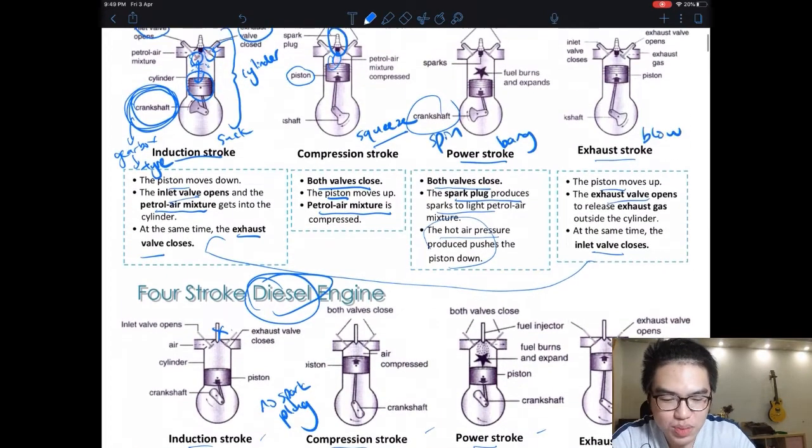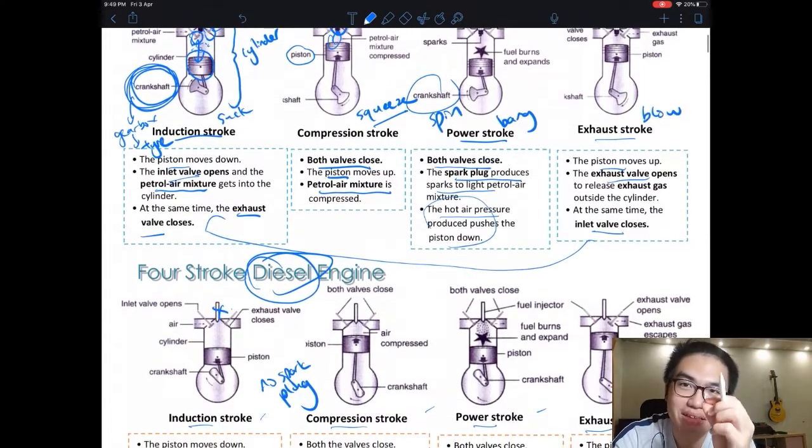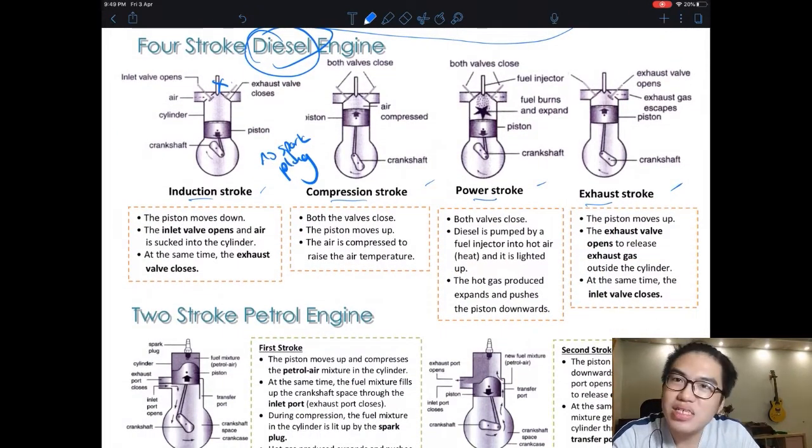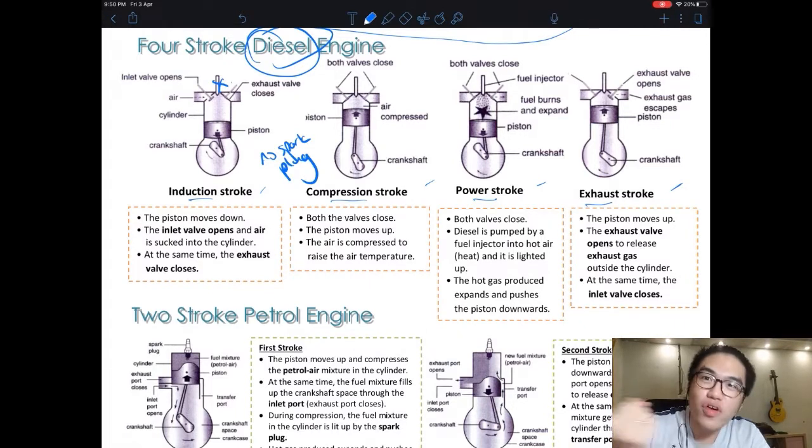Just now we had a spark plug. Remember what a spark plug is? The one that lights up your fuel and air. But you might ask, then sir, how does it burn here? It is a different way than petrol. They compress to the point that the pressure is so high, it will burn by itself. That's why diesel is so powerful. Diesel is very powerful to pull very heavy stuff.